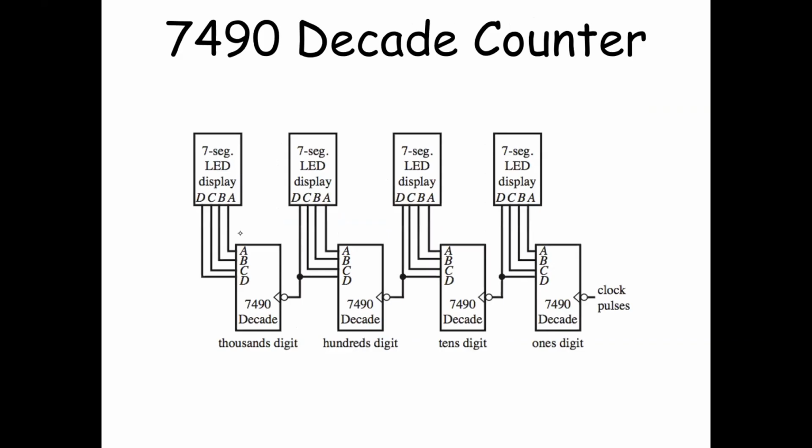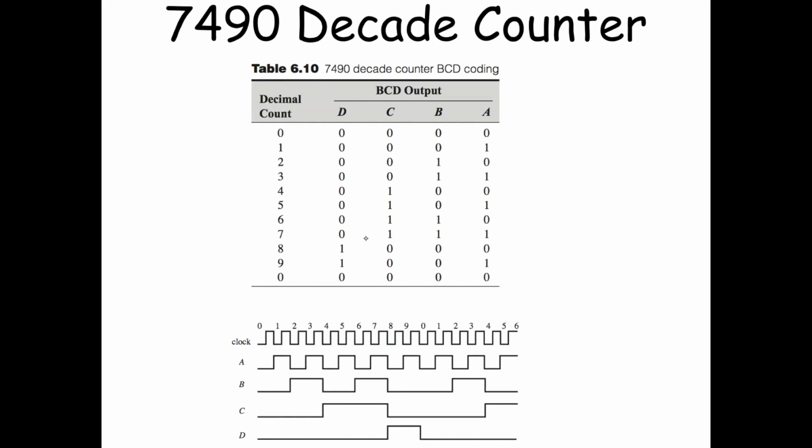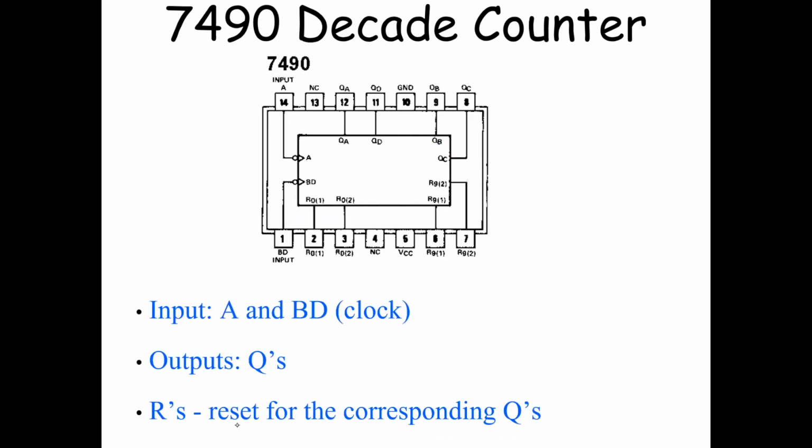Okay, so I showed you this. This is counting tens. Each of these decade counters counts 0 to 9. This is the table I showed you, how it is triggered by the clock. The output A is the clock for B, and the output from B is the clock for C, and so on. This is the IC. If you want to use a decade counter, you need to buy the 7490 IC.